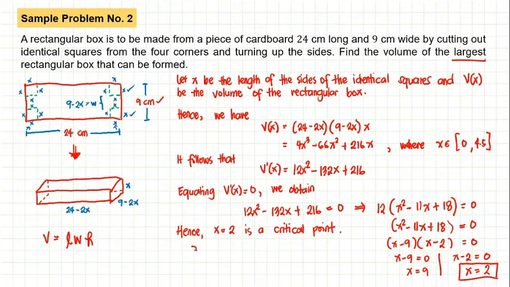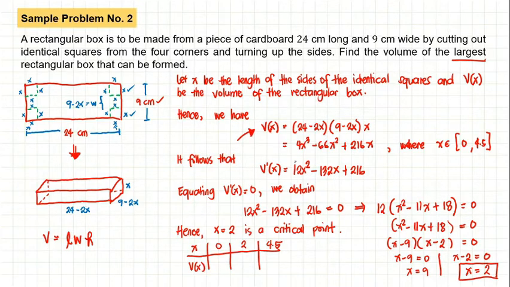So we have x here and we have v of x. So let us now compare. We have the endpoint 0, the first critical point, which is 2, and the other endpoint 4.5. So let us now try to substitute the value of x to our original function, v of x.